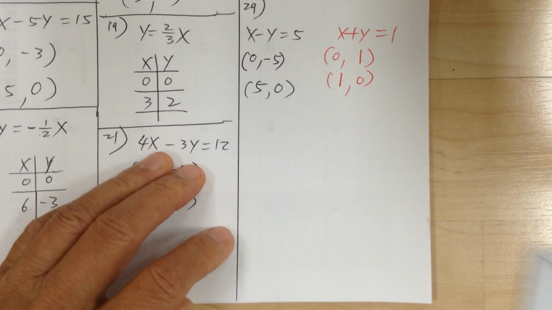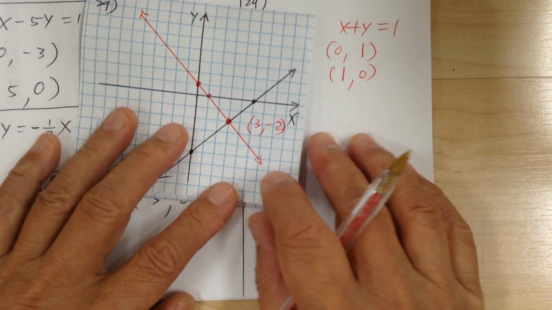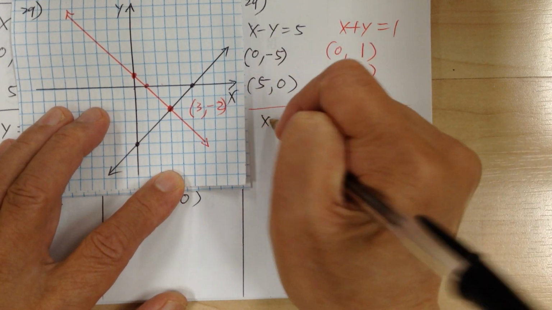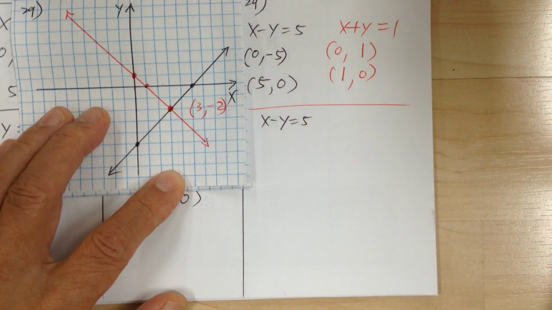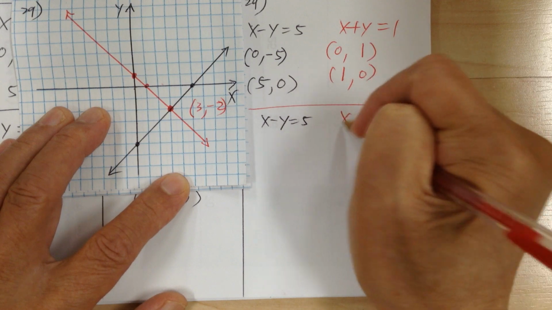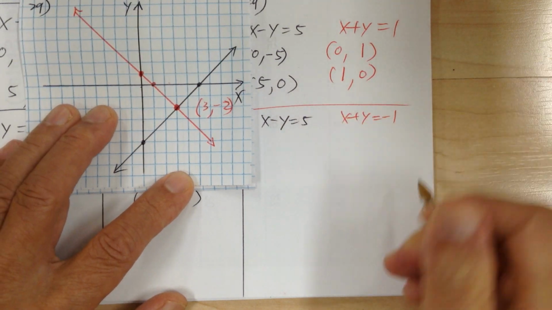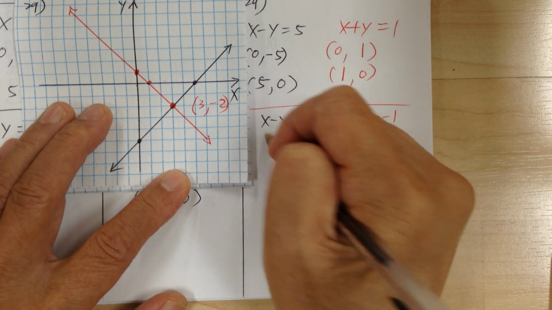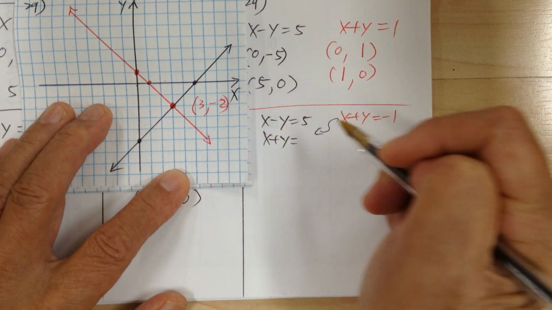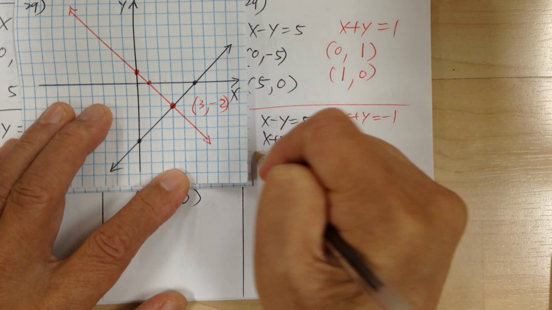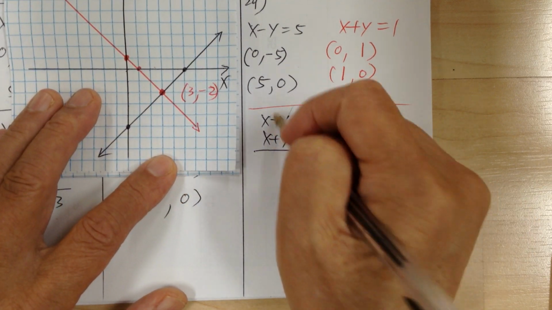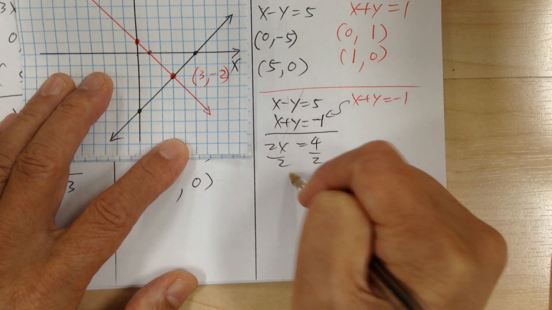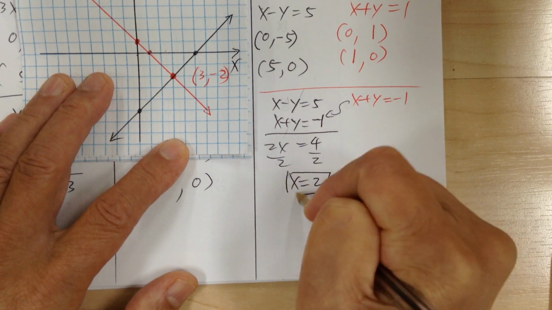Okay, so again, notice how this fits together with solving equations. So if you have x minus y equal to 5, and you have x plus y equal to negative 1, and if you put this under here, so you get x plus y equal to negative 1. When you add, this will cancel out, so you got 2x equal to 4, divided by 2, divided by 2, so you get x equal to 2. See that?